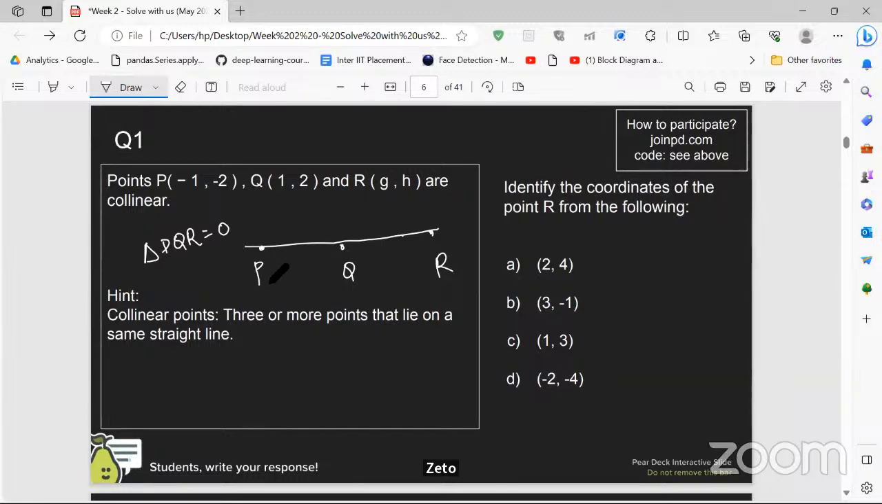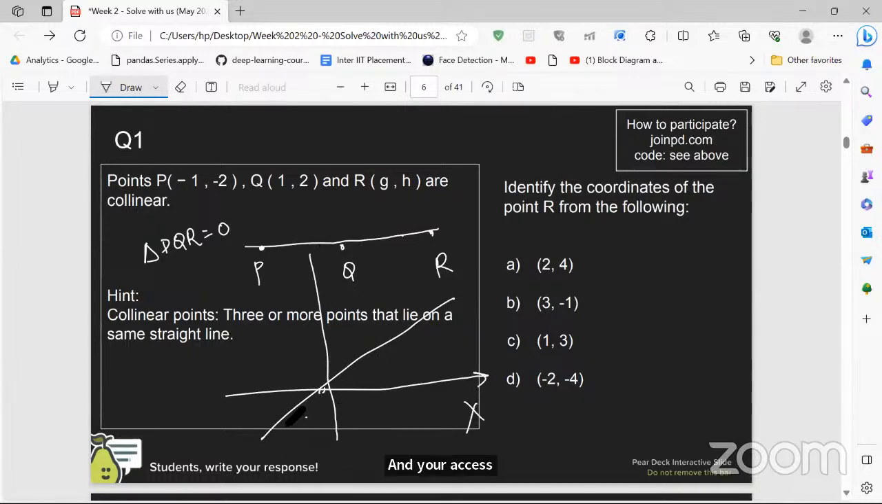If you have the slope, in this case it won't be 0. The slope will be equal. It's not parallel to the x-axis. This line can be like this also, right? And your x-axis and y-axis can be like this. So this can be P, this can be Q, and this can be R. So your slope will be equal. The slope of PQ will be equal to the slope of QR. So now you can solve it, right?